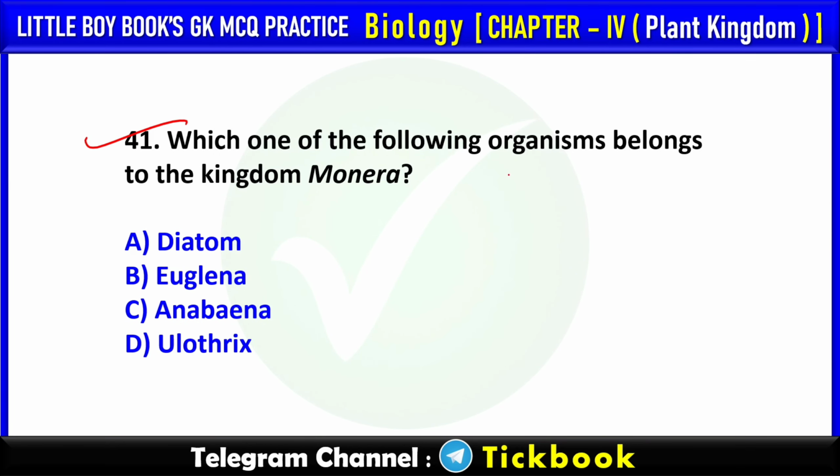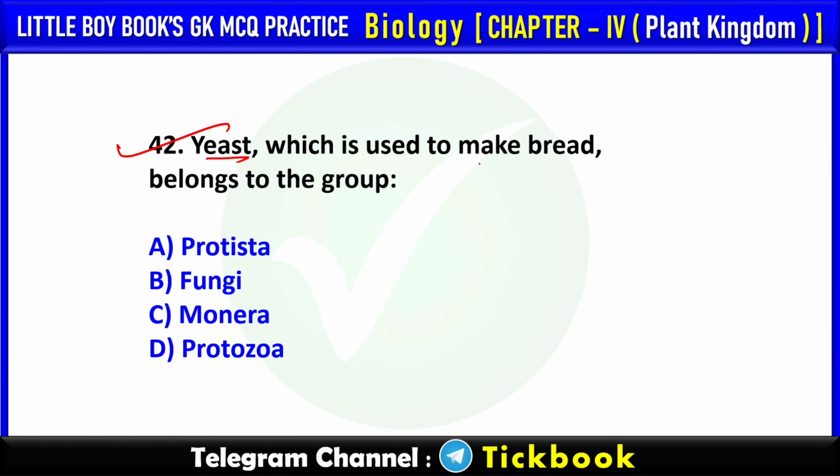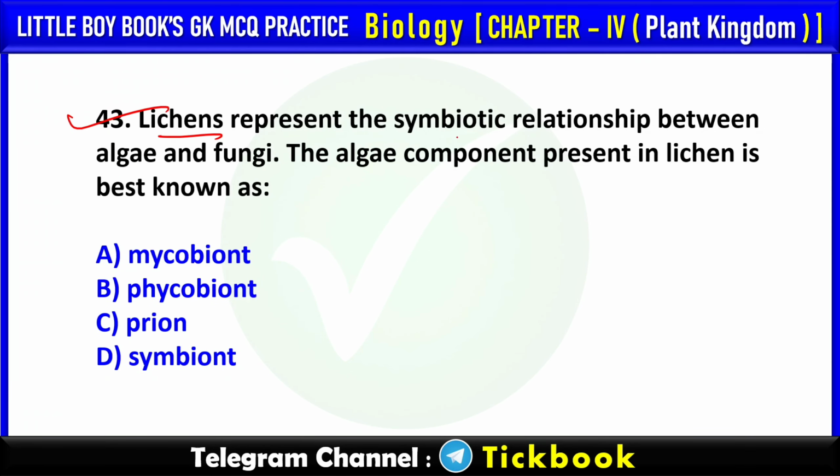Question number 41. Which one of the following organisms belongs to the kingdom Monera? Option number C is the correct answer, Anabaena. 42. Yeast, which is used to make bread, belongs to which group? Option number B, fungi. 43. Lichens represent the symbiotic relationship between algae and fungi. The algae component present in lichen is known as? Option number B is the right answer, phycobiont.